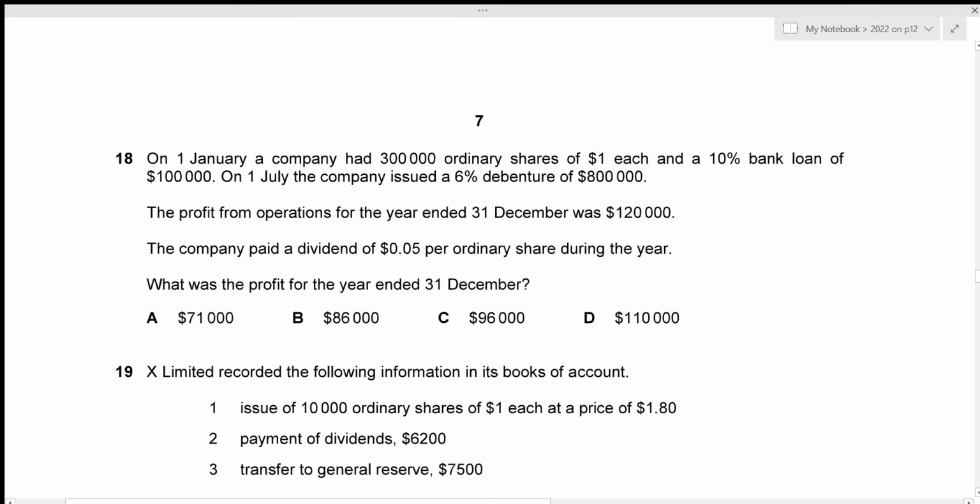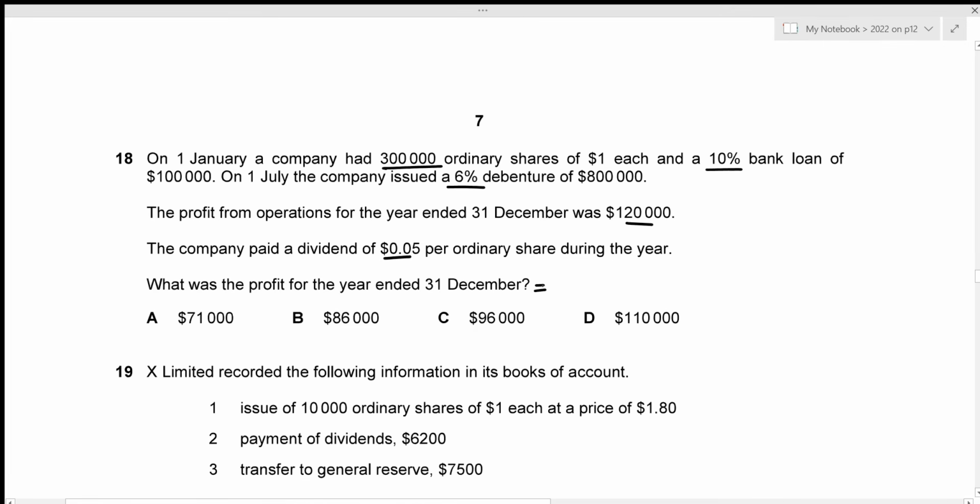On 1st January, a company had 300,000 ordinary shares of $1 each and a 10% bank loan of 100,000. On 1st July, the company issued a 6% debenture of 800,000. Profit from operations for the year ended 31st December was 120,000. The company paid a dividend of 0.05 per ordinary share during the year. We need to figure out the profit for the year.